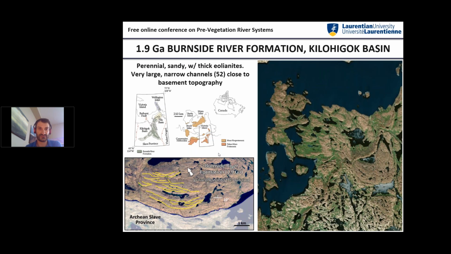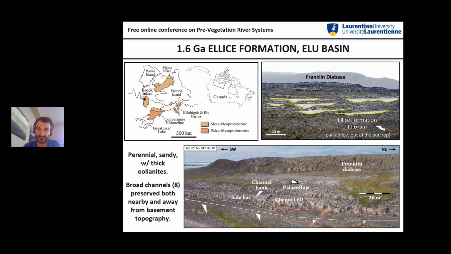And this is something that contrasts with the second case study that we observed, the 1.6 Ga formation in the basin. This accumulated in an intracratonic sag basin. Only 8 channels were observed. They were prevalently broad and preserved both nearby and away from basement topography.